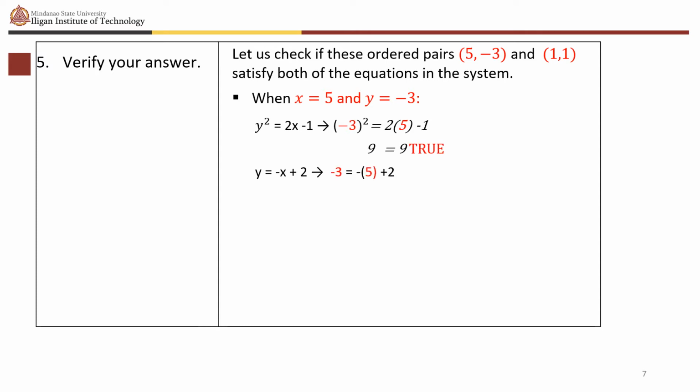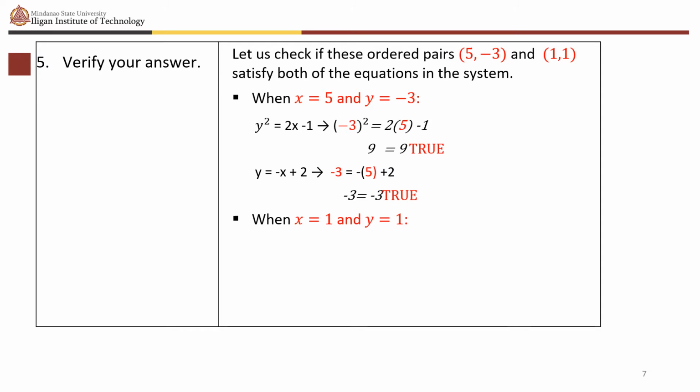Next, we make use of the other equation, that is y equals -x plus 2. And again, substitute the value when x is equal to 5, so you have minus of 5, and our y is -3. Is this true? You have -3 equals -5 plus 2, but -5 plus 2 will give us also -3. So meaning to say, it's also true for the second equation. That is, -3 is equal to -3 is true.